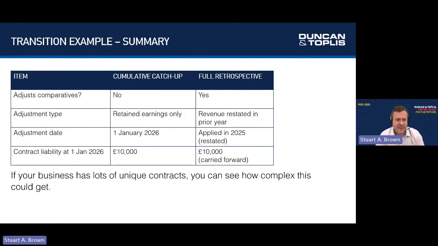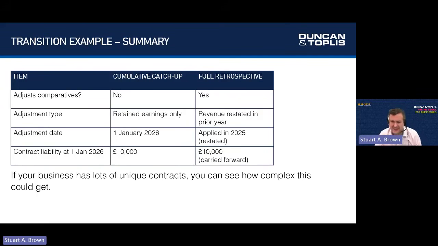So as a summary: cumulative catch-up, do we adjust in comparatives? No. Full retrospective, yes. Adjustment type: we would touch the retained earnings in the current year for cumulative catch-up; for retrospective, we would adjust the revenue stated. Adjustment date: date of transition for cumulative; for retrospective, again back in the prior year. But we end up with the same contract liability, deferred income, at the 1st of January 2026.